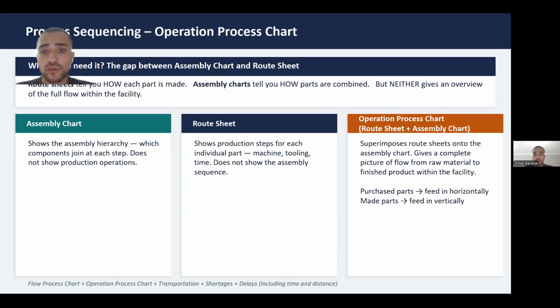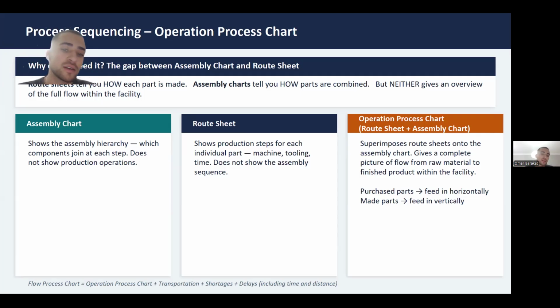Here's the problem. Route sheets tell you how each part is made, the operations, machines, and times. Assembly charts tell you how the parts are combined, but neither one gives you the full picture of what's happening inside the facility. The operation process chart solves this by superimposing the route sheets onto the assembly chart. The result is a single document that shows the complete flow from raw material to finished product. There are two rules. If a component is purchased, it feeds into the chart horizontally. If it's manufactured in-house, it feeds vertically, with all its production operations shown above it.